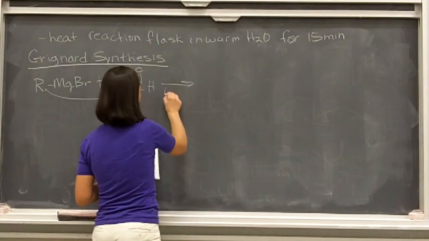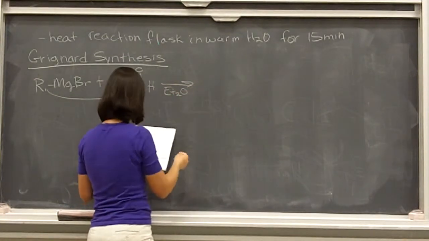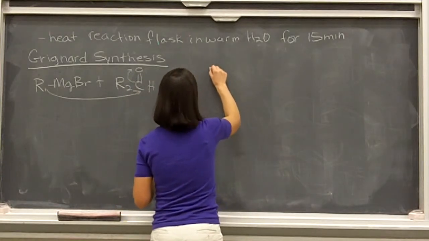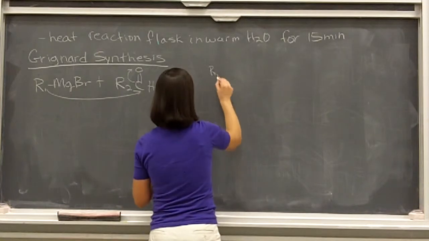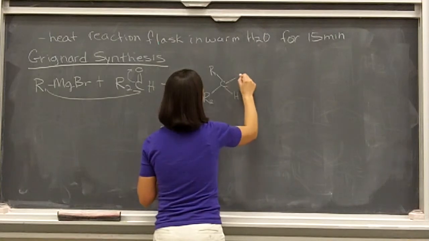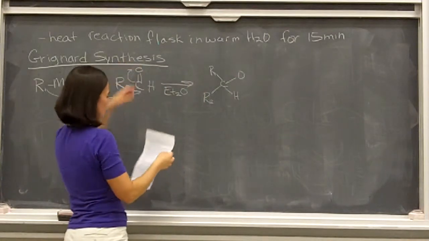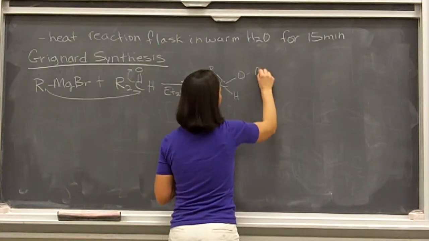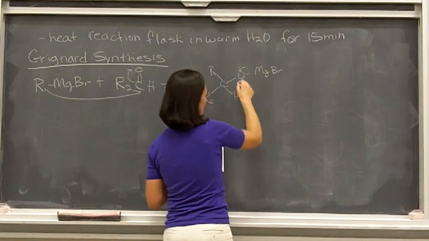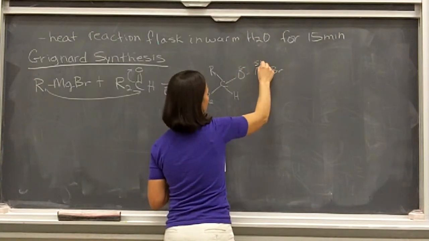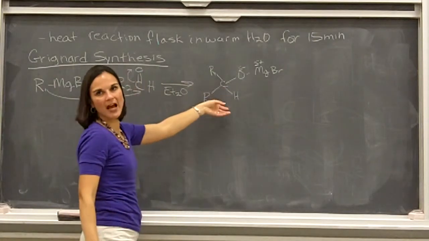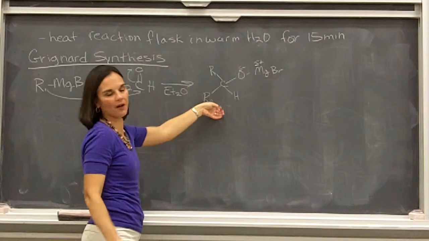Again, we are in ether. Haven't changed anything there. And once this takes place, we get this tetrahedral intermediate, and we get the coordination. This oxygen is then coordinated with magnesium bromide. So we've got now partial negative charge on our oxygen, which makes sense, and partial positive charge on our magnesium. So if we stop here, this is what we would have. We wouldn't have our final alcohol product that we want.